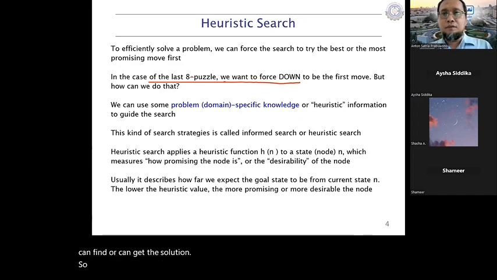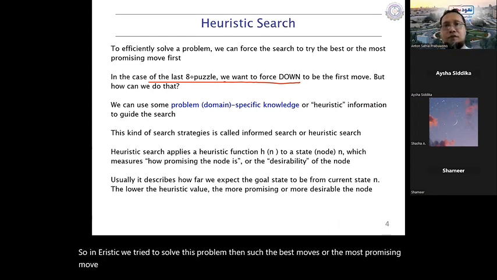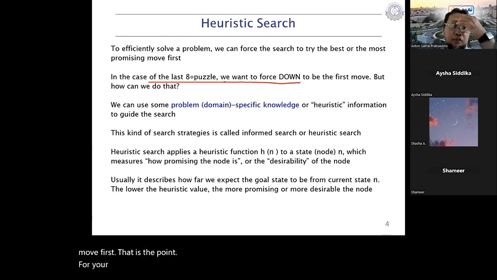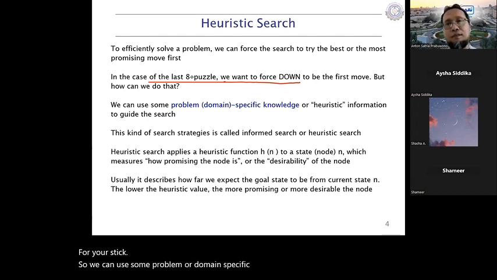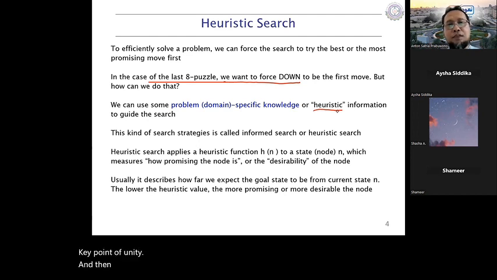So after some moves, we can get the solution. In heuristic search, we try to search the best move, or the most promising move, first. That is the point of heuristic search. So we can use some problem or domain specific knowledge, or we say heuristic information, to guide the search. That is the key point of heuristic. And this kind of search strategy is called informed search, or heuristic search.